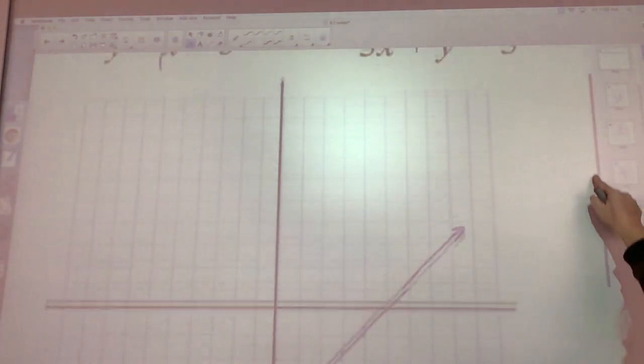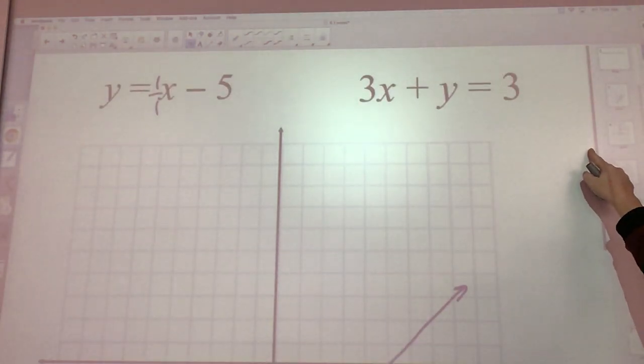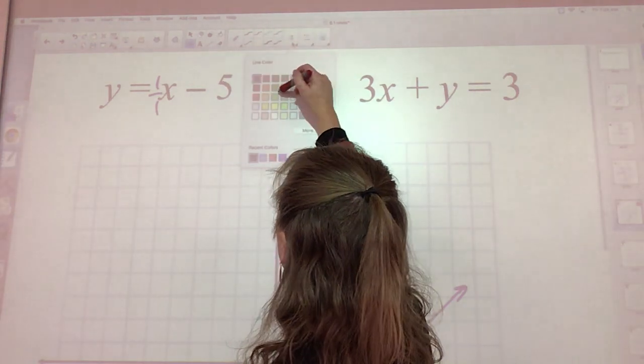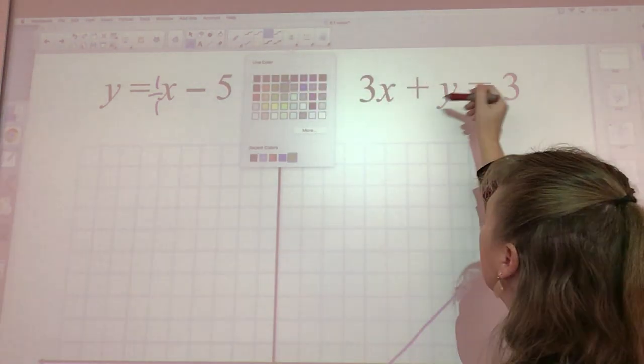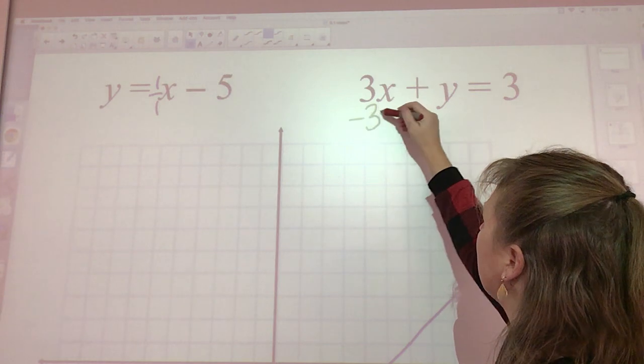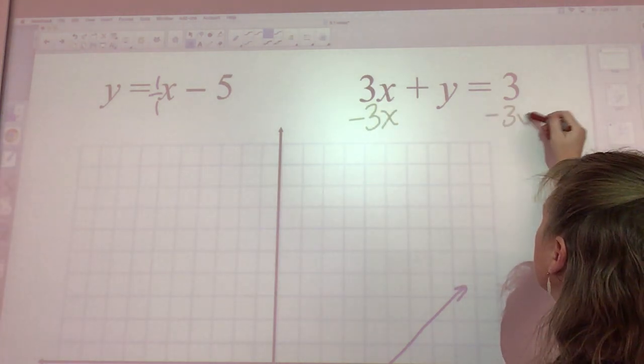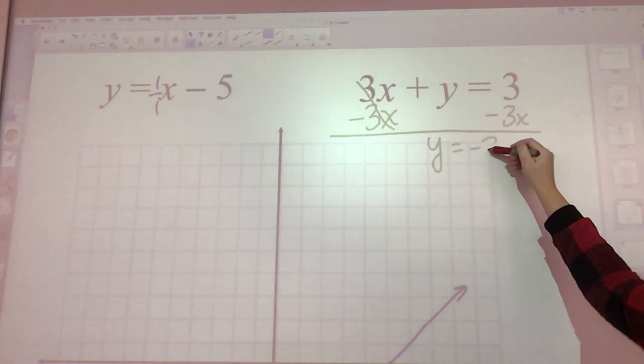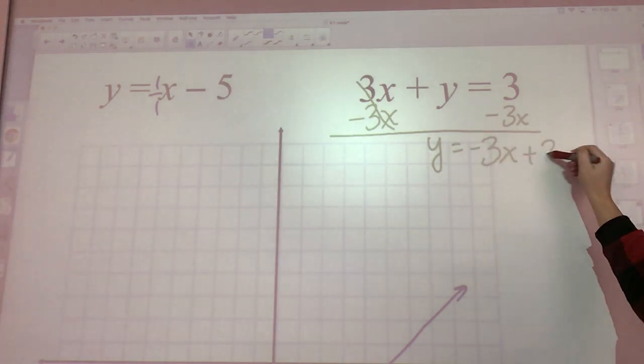Over here, though, we are not in y equals mx plus b form. I'm going to put it in y equals mx plus b form. And we're going to go green. Minus 3x from both sides. Get rid of that. Y equals negative 3x plus 3.